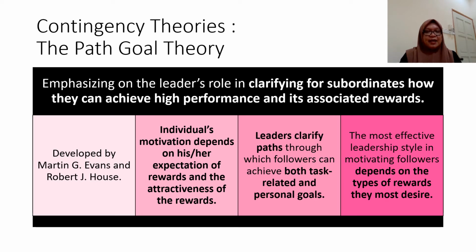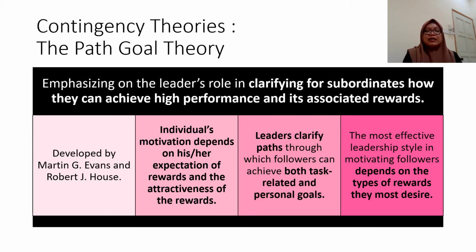Next, the second contingency theory is the path goal theory, emphasizing the leader's role in clarifying for subordinates how they can achieve high performance and its associated rewards. This path goal theory was developed by Martin G. Evans and Robert J. House.